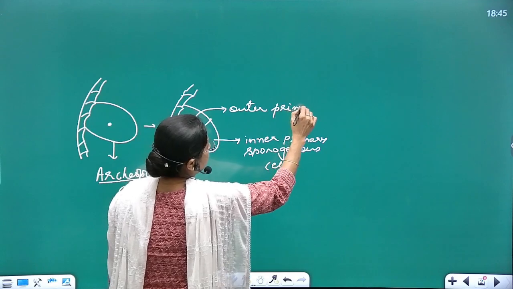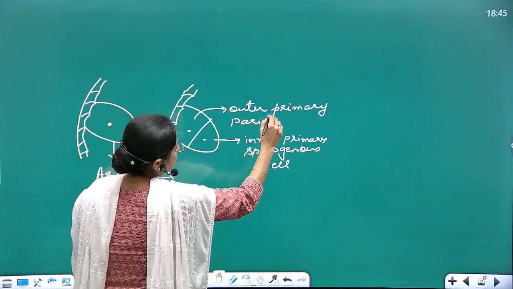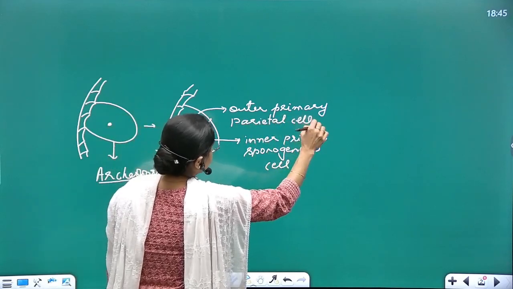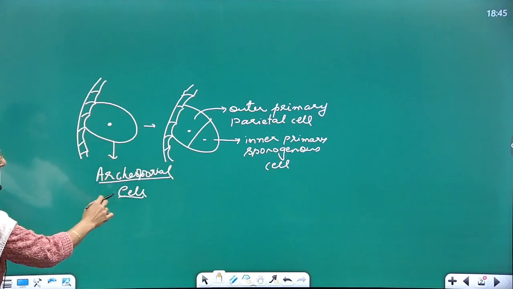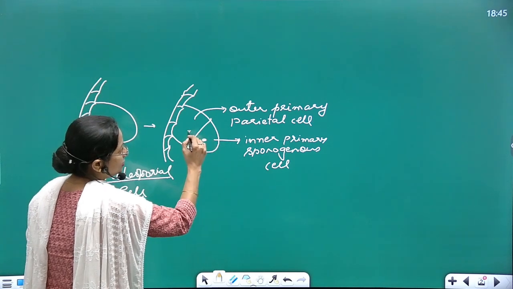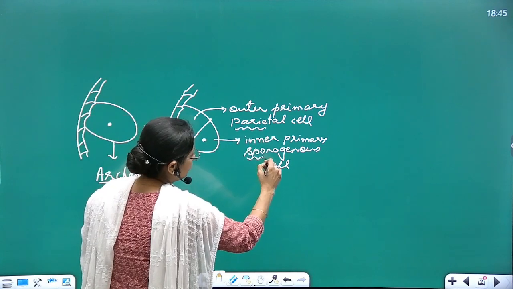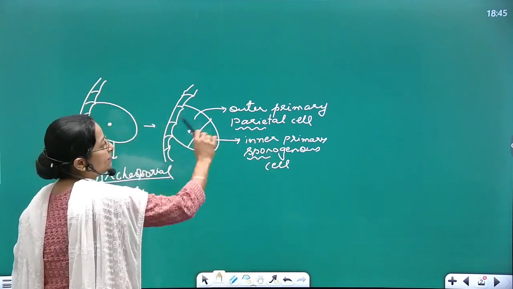Outer primary, what was the name? Parietal cell. I think we remember this part also, right? So we have talked about this archisporial cell dividing into two cells periclinally. We have two cells: one is called the outer parietal cell and the other is called the sporogenous cell. What we were discussing was the development of the parietal cell.